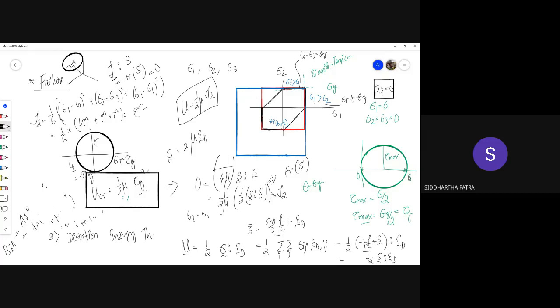Now let's try this with uniaxial tension. In uniaxial tension, again, sigma 2 and sigma 3 are 0, which basically means J2 is 1 by 6 times twice, is it twice? Sigma 1 minus sigma 2 minus sigma 3. Should it be twice?